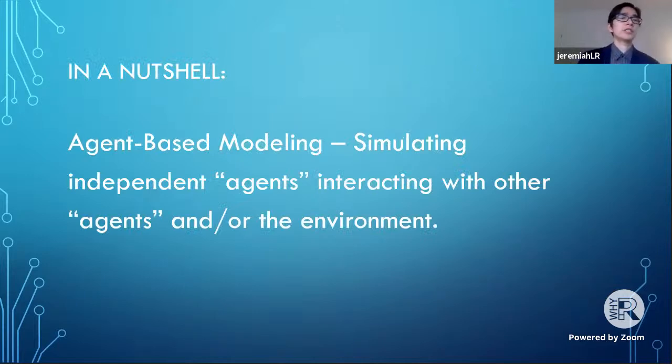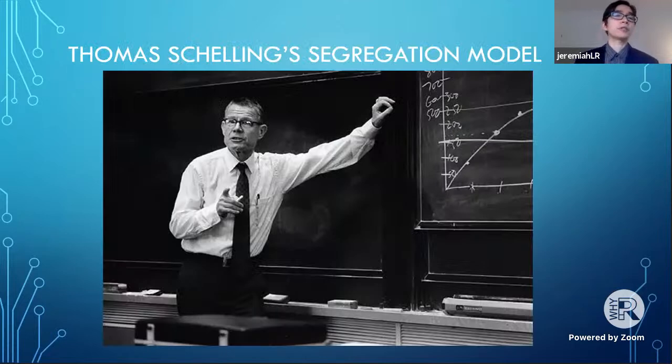So in a nutshell, agent-based modeling is all about simulating independent agents interacting with each other and or the environment. And normally when there are introductions to agent-based modeling, people always mention the work of Thomas Schelling and his so-called segregation model. Thomas Schelling was an American economist, and in the 1970s, he created this model that looked into the racial segregation of neighborhoods in the United States.